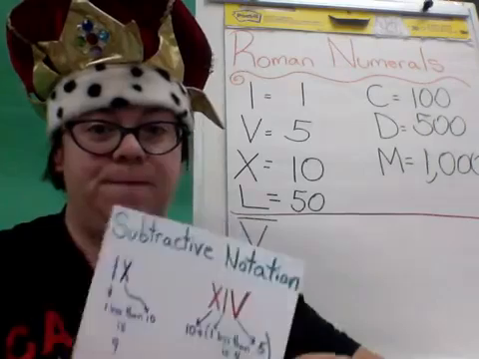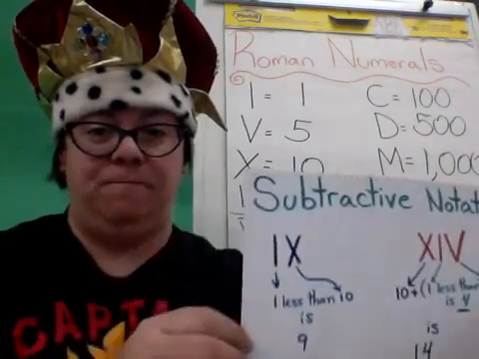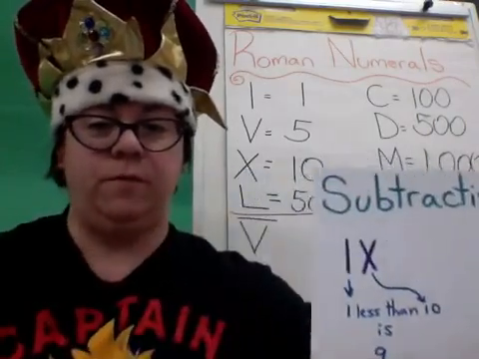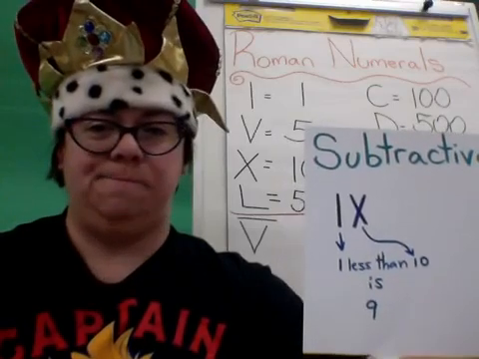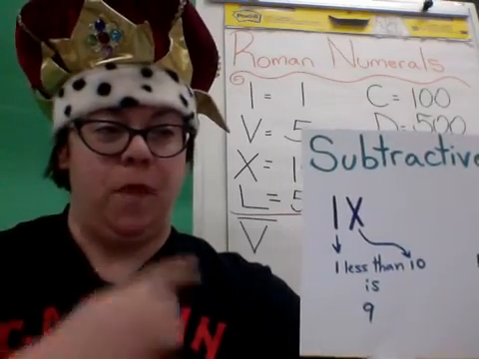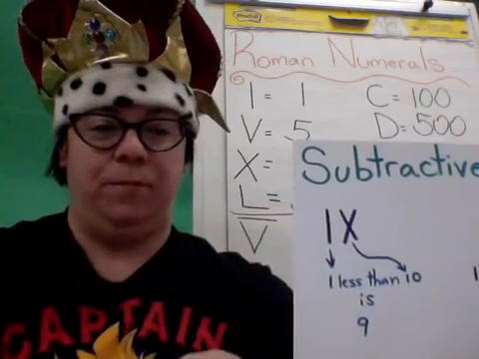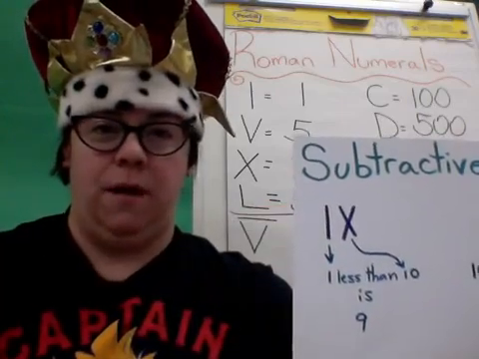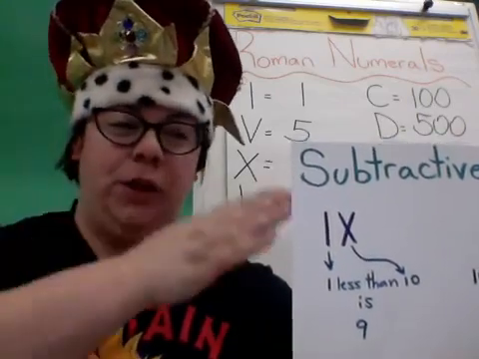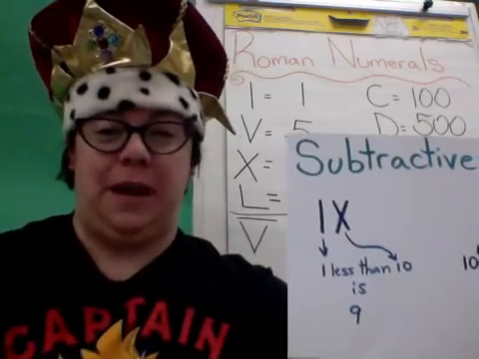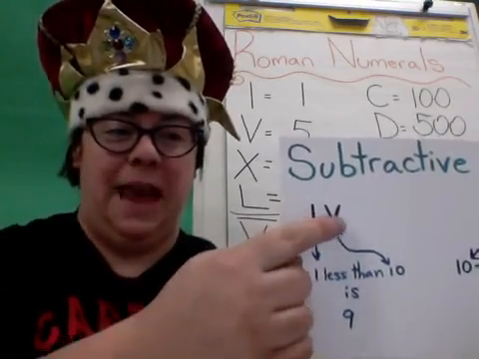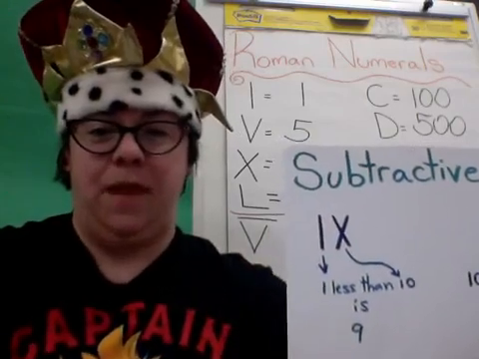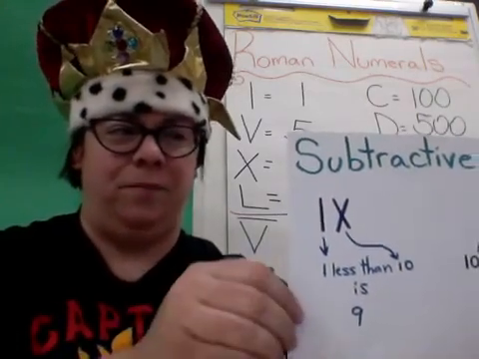Yes. And this is where it gets tricky. So, let's start with IX. Well, I is 1, and when a smaller letter is placed in front of a larger letter, it means you're subtracting. So, 1 less than 10 is 9. That's how you'd represent 9.